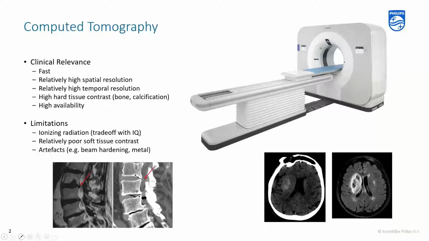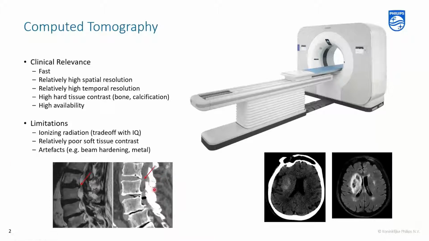Of course, there are limitations that come with CT, as we know: ionizing radiation, and this is always a balance between radiation dose and image quality, so minimizing radiation dose while maximizing image quality. The soft tissue contrast is relatively poor compared to, for example, MRI. Here is an example where you see a herniated vertebral disc in the MRI quite nicely. In the CT, the skeletal structure is quite well visualized. If there were a fracture, you could see it. The disc itself is quite difficult to characterize. So this is where we have limitations. Also artifacts, in terms of beam hardening or metal, can cause uncertainties in diagnoses in CT.